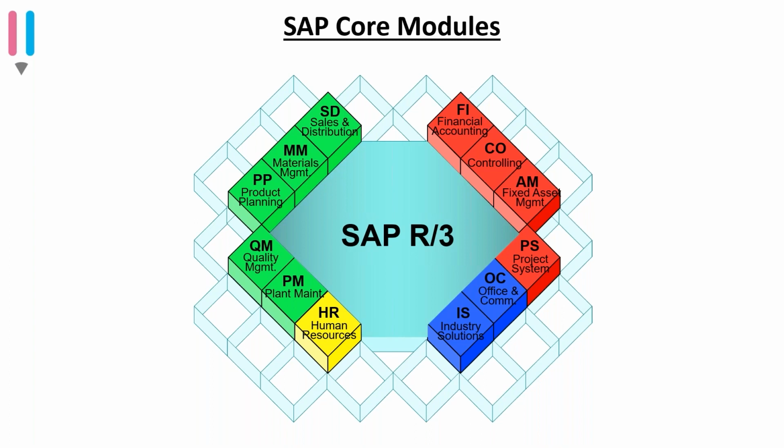You have HR also, human resources, to handle the workers and employees of the company. So these are the core modules. Apart from this, there are a lot of other third-party tools and additional SAP software, which we are not discussing in this part. But these are the core modules that any business will start using when they start implementing SAP.